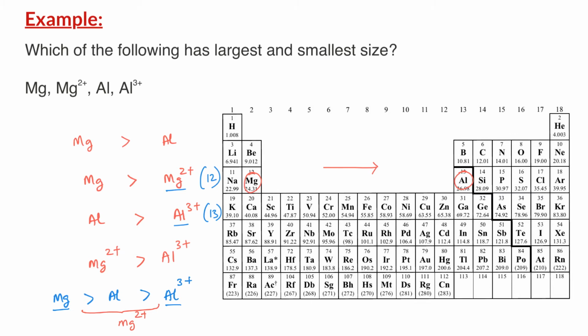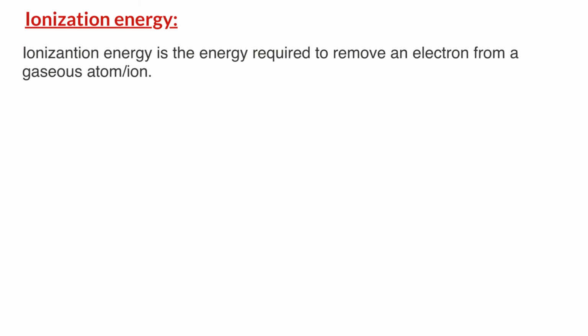So we can say that magnesium is the largest species and aluminum 3+ is the smallest species. The second periodic property, ionization energy. Ionization energy is the energy required to remove an electron from a gaseous atom or ion. It is usually expressed in the units of kilojoules per mole. The equation to represent ionization energy is the following.